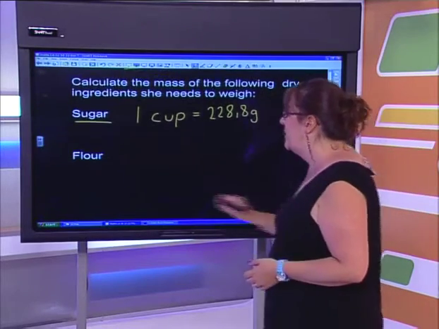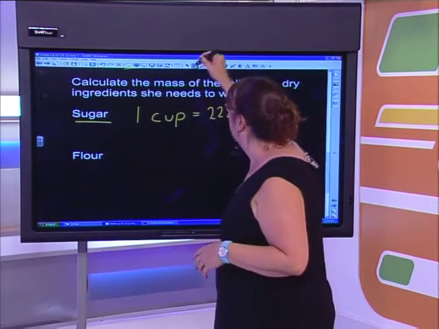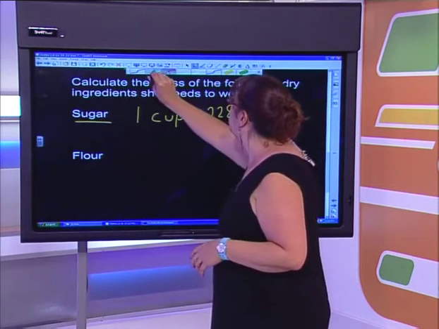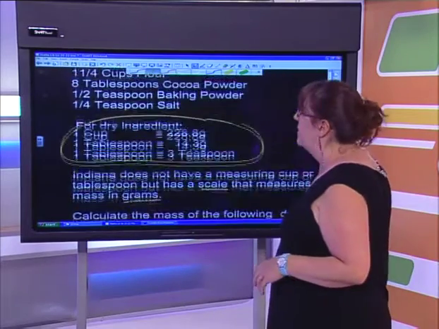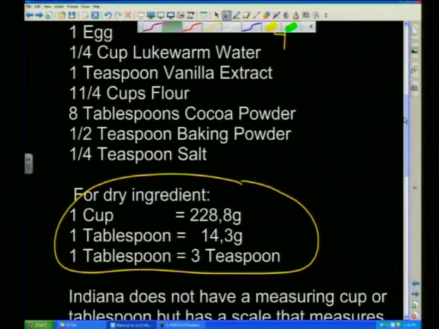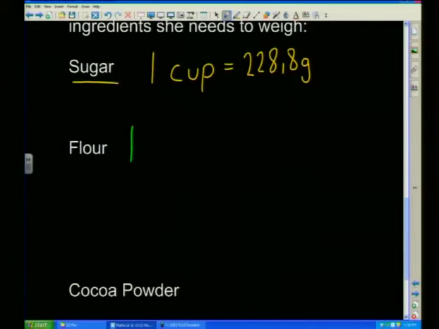Right, next one is flour. So I'm going to go back to my recipe. I'm getting bored with this yellow. I think I need to change colors. So let's do green for a while. So how much flour do we need in the recipe? Go back to my recipe. Flour, I need 1 1/4 cups. So I'd use 1 1/4 cups of flour.